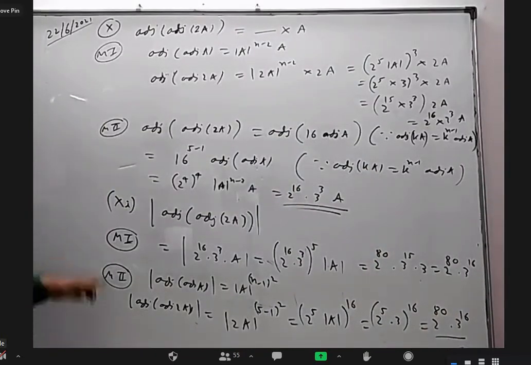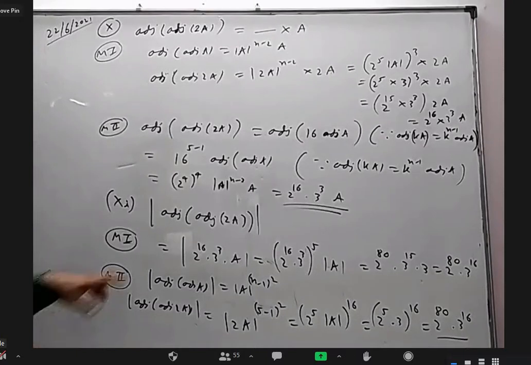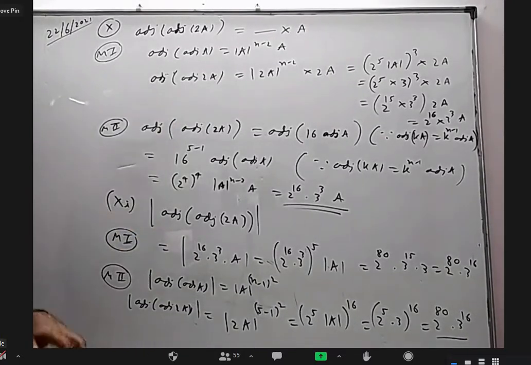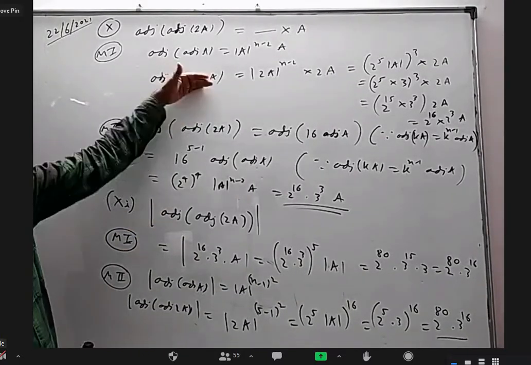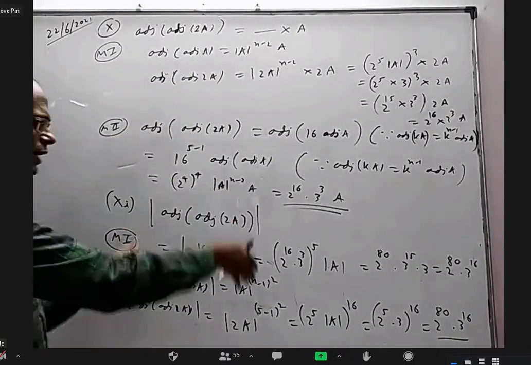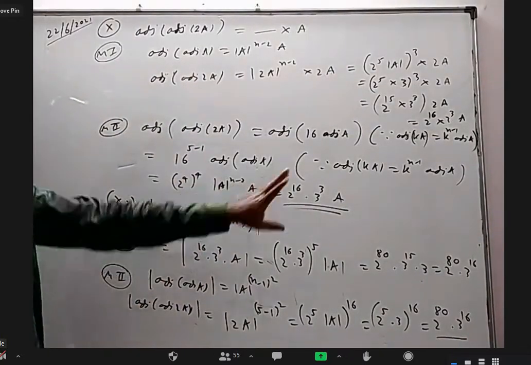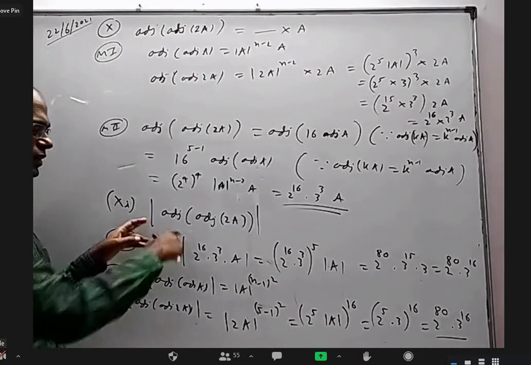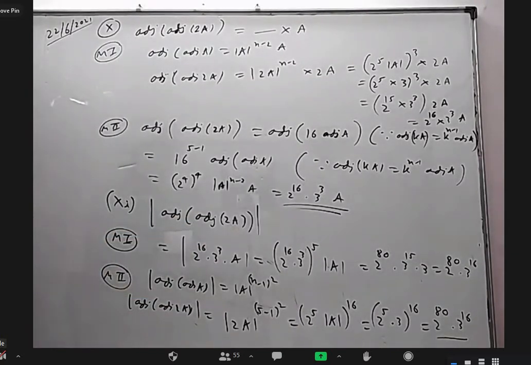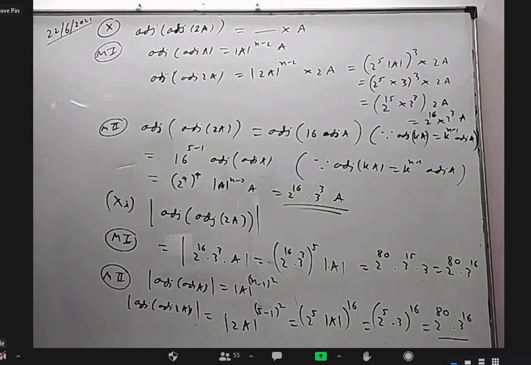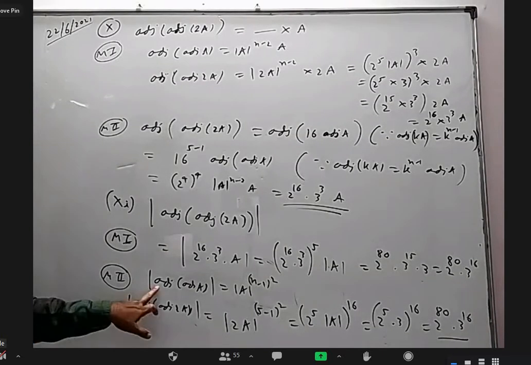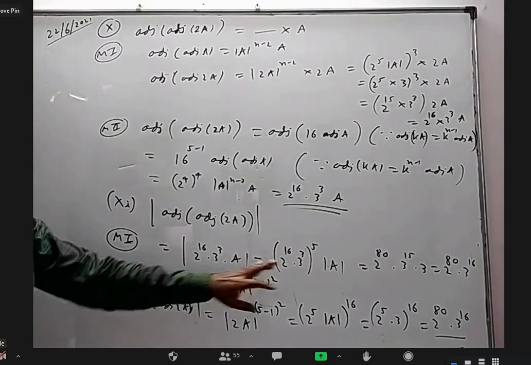I prefer the second method over the first method because in method 1 I used the previous question, but that was a little lengthy. Just for that, I have to find what this is in terms of A. So I prefer the second method if it is a standalone question. We have this formula: det of adjoint is det A whole power n minus 1 whole square.